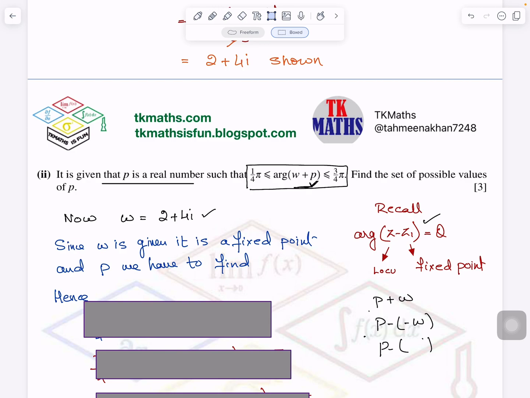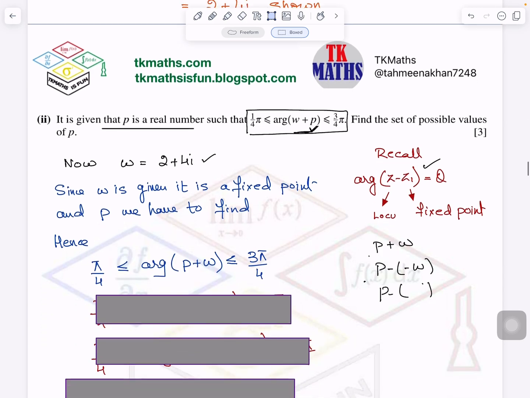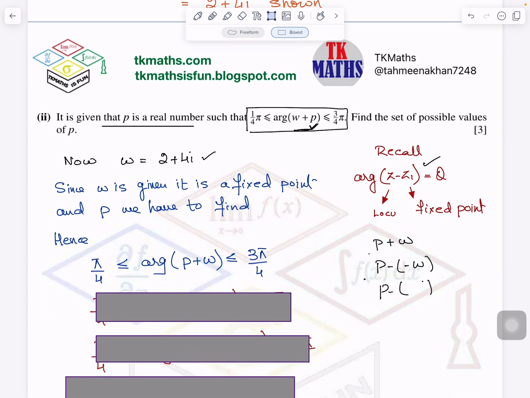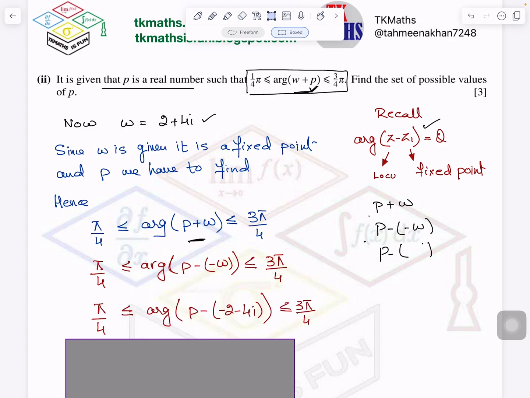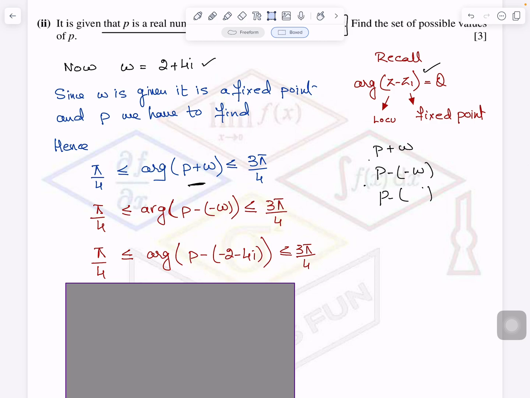So I have just switched the places here. You can see I have written p plus w here. I'm talking about this point. The rest is all the same as what is given to you in the question. And then I will bring it into the general form of argument of z minus z1. So I'm writing p minus minus w, and w is 2 plus 4i. So when you multiply by minus, it becomes minus 2 minus 4i. So this is your fixed point from where you will draw the half-line angle.